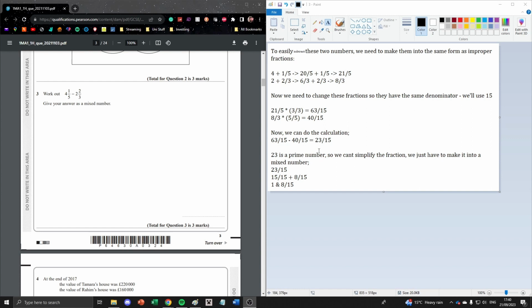So we have to just make this fraction now into a mixed number. So 23 over 15 can be rewritten as 15 over 15 plus 8 over 15. That 15 over 15 again is just another way of writing 1. So our final answer is 1 and 8/15. And obviously, you could also write it like this. You guys can just write 1, 8/15. That'd also be correct.